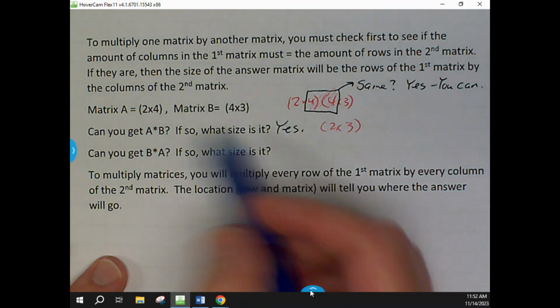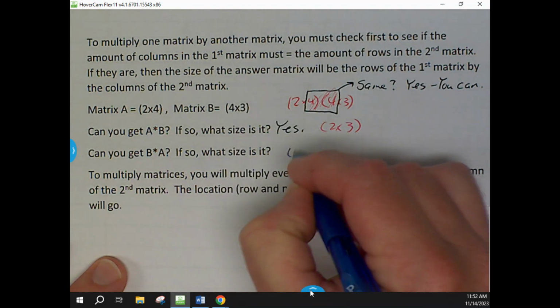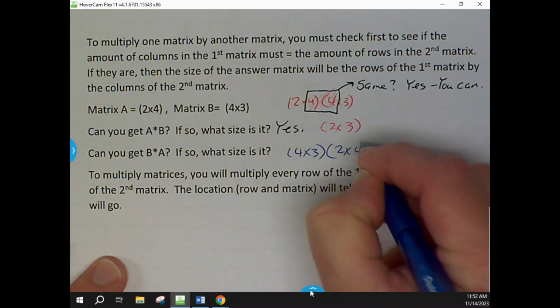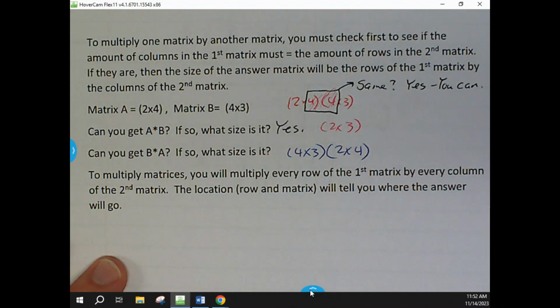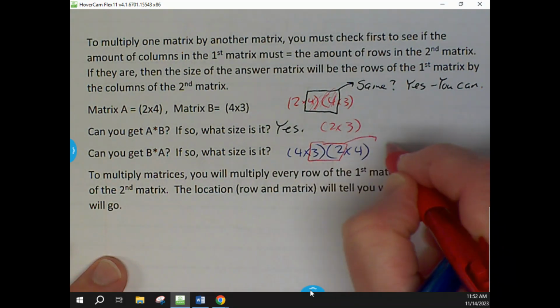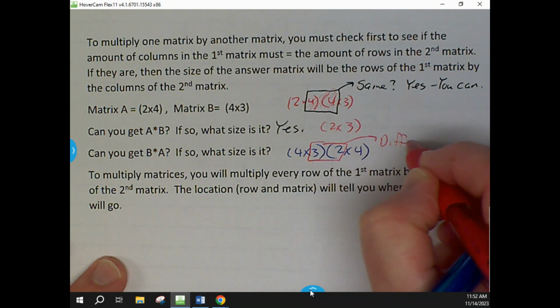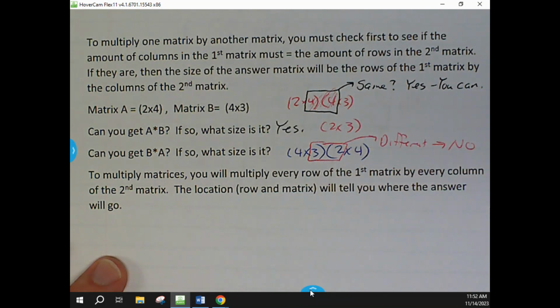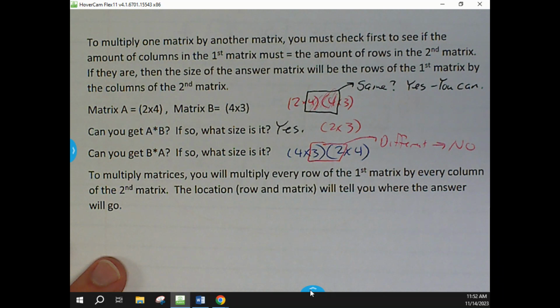Okay, now it says reverse it around. What if we do B times A? It's 4x3 by 2x4. Check your numbers in the middle. These are different. So no, you can't. So if they're the same, you can. If they're different, then there's no way you can multiply those two things together.